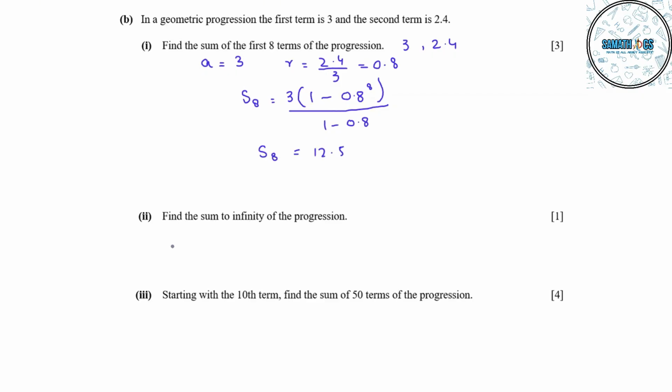Second part, find the sum to infinity of the progression. For sum to infinity, we have the formula A upon 1 minus R. A is 3 here, 1 minus R, 1 minus 0.8. So it will be equal to 50.